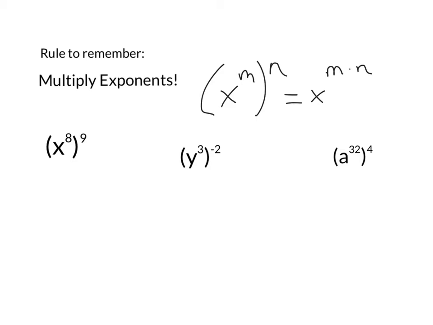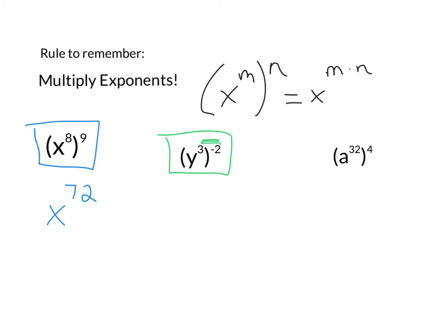So here are 3 examples. X to the 8th raised to the 9th. You just multiply 8 times 9, so this becomes x to the power of 72. Alright, y to the power of 3, and then raise that to the power of -2. Multiply here. So this becomes y to the power of -6. But remember, don't leave a negative exponent in your final answer. So this goes one step further to be 1 over y to the power of 6.